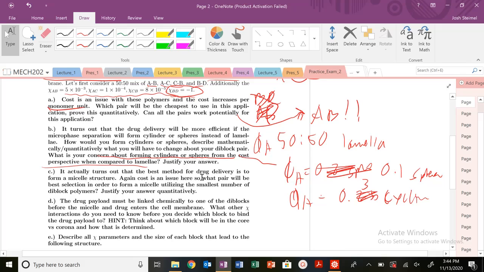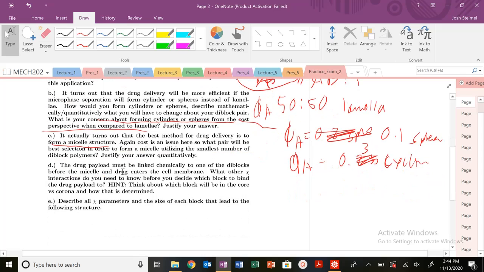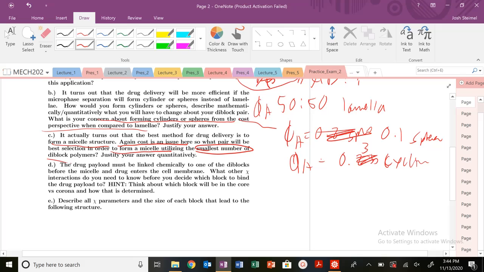Now, it actually turns out that the best method for drug delivery is to form a micelle structure. So cost is an issue. What pair will be the best selection in order to form a micelle using the smallest number of diblock copolymers? Cost is the issue. I need to form a hydrocell using the smallest number of diblock copolymers.